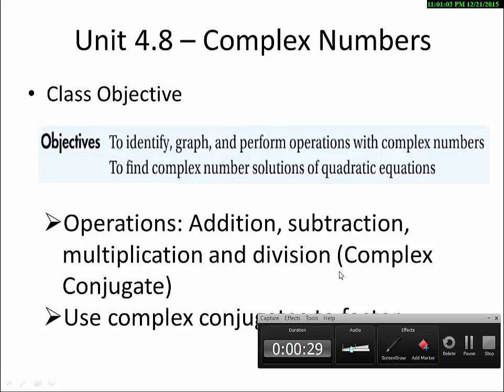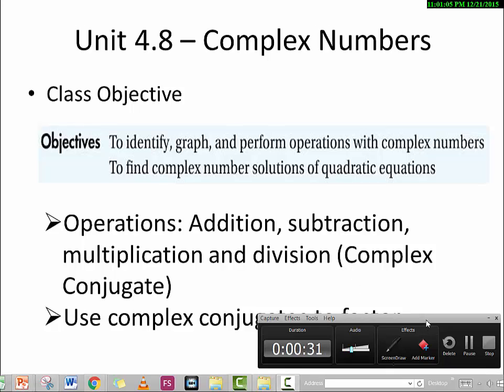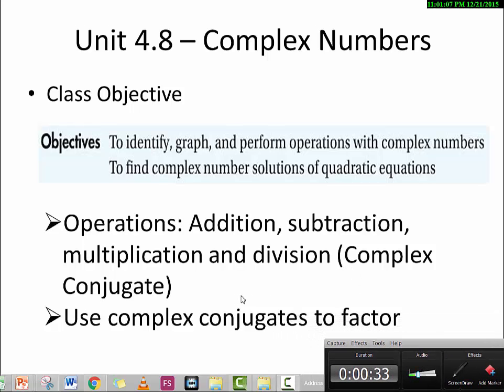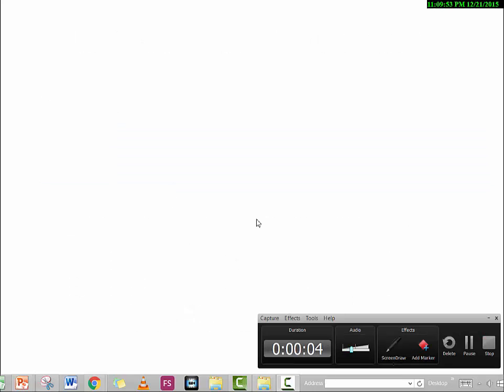So here are a couple things we have to pay attention to in this. First, operations means the addition, subtraction, multiplication, and division. In the division part of complex numbers, we have to learn one more concept, which is the complex conjugate. Then we can use complex conjugates to factor. So let's take a look at what complex numbers are.